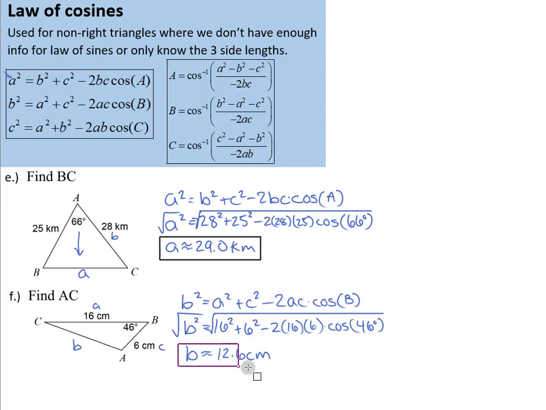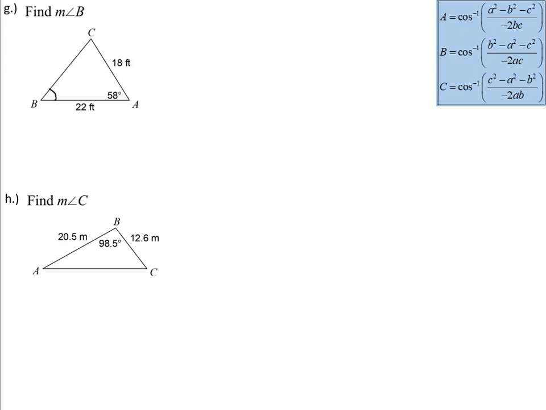Okay, now next we're going to look at a few examples where we'll need to use law of cosines to solve for a missing angle. So on our next one here, we're going to need to solve for a missing angle. Notice we have a non-right triangle. We only know one angle, but we don't know the side opposite it. So in order to solve for any of these other angles, we're going to need law of cosines.